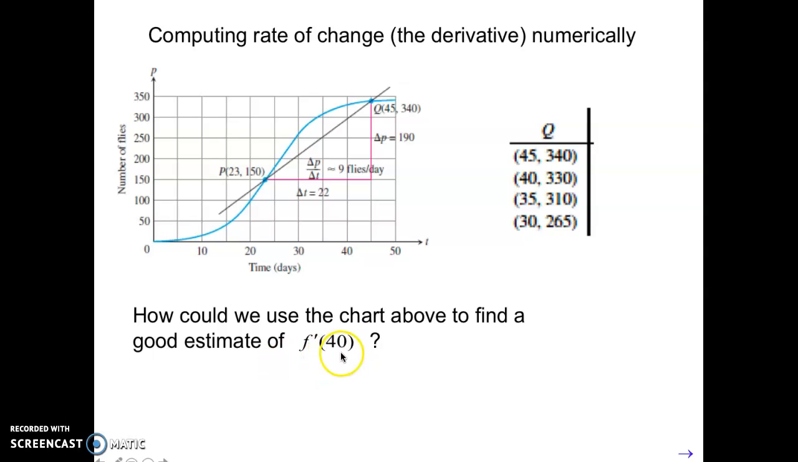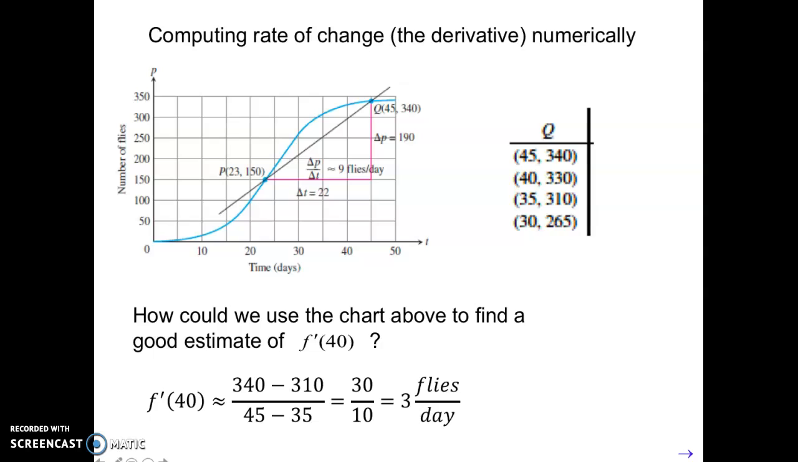Remember, the derivative at 40 simply means if I went up to the curve and I drew the tangent line to the curve and kissed the curve at x equals 40, in this case t equals 40, what would the slope of that tangent line be? Well, I don't have 2 points that are really close here, other than I could say, well, I could use 2 points close to 40. So I could do something like this.